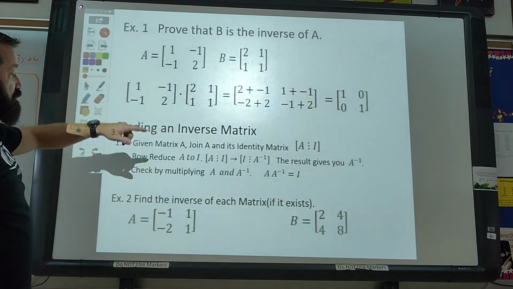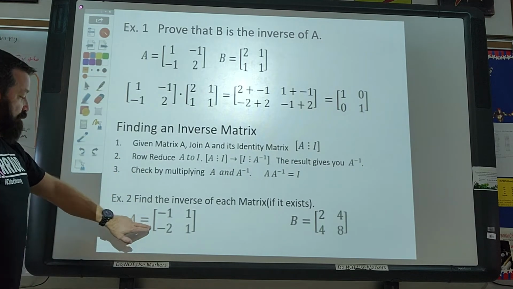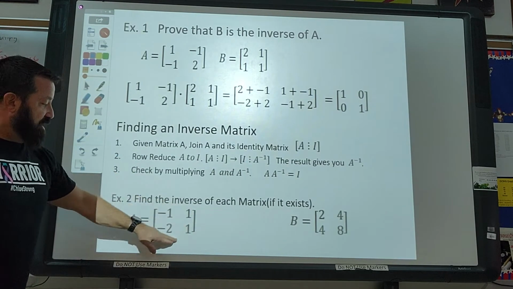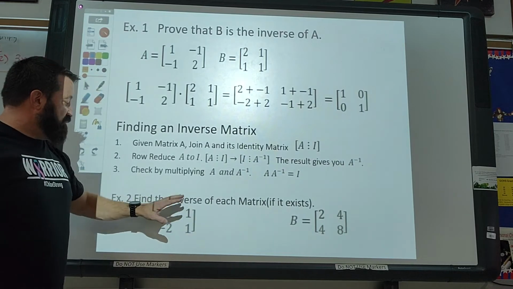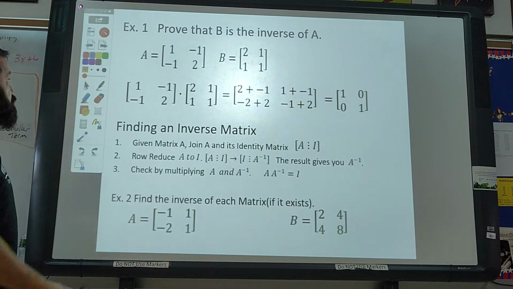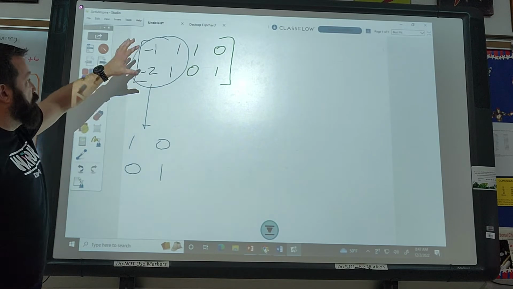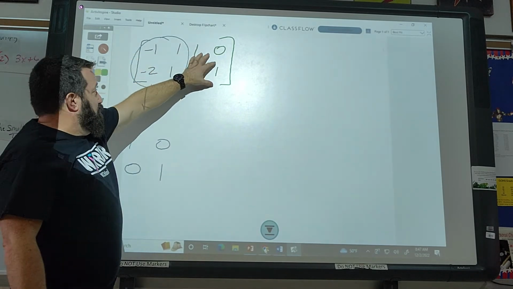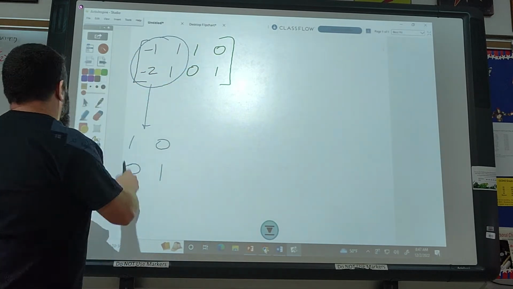So right now I'm doing example number 2 here. I've taken this matrix and I've added on the identity matrix. I'm going to transform it to find the inverse of that matrix. So here is that original matrix that we were given, and here is the identity matrix that goes along with it.